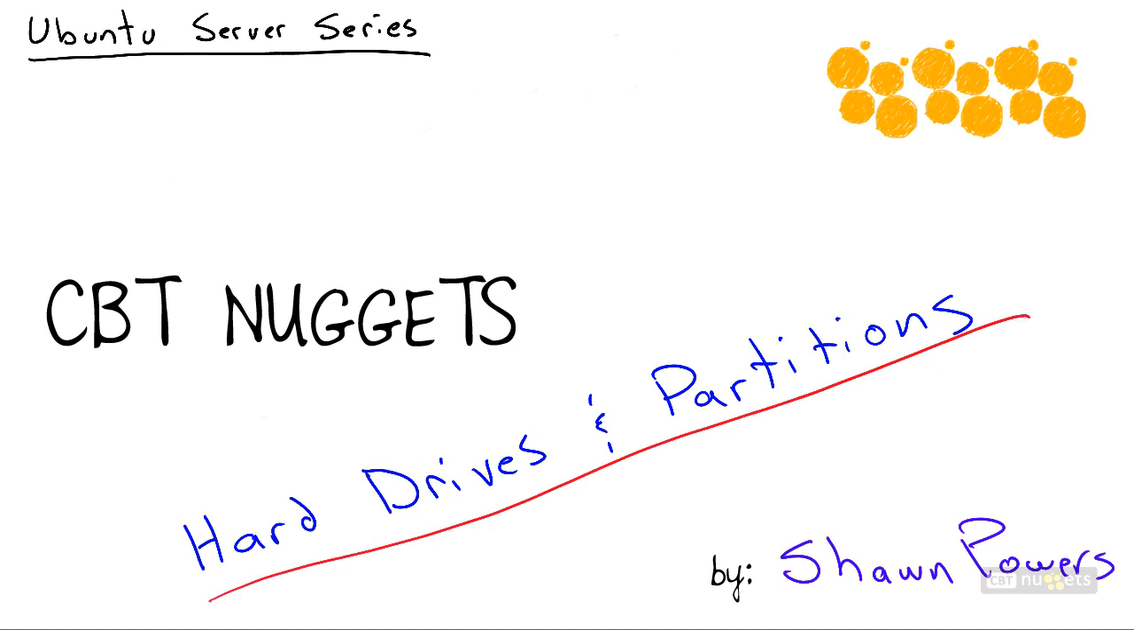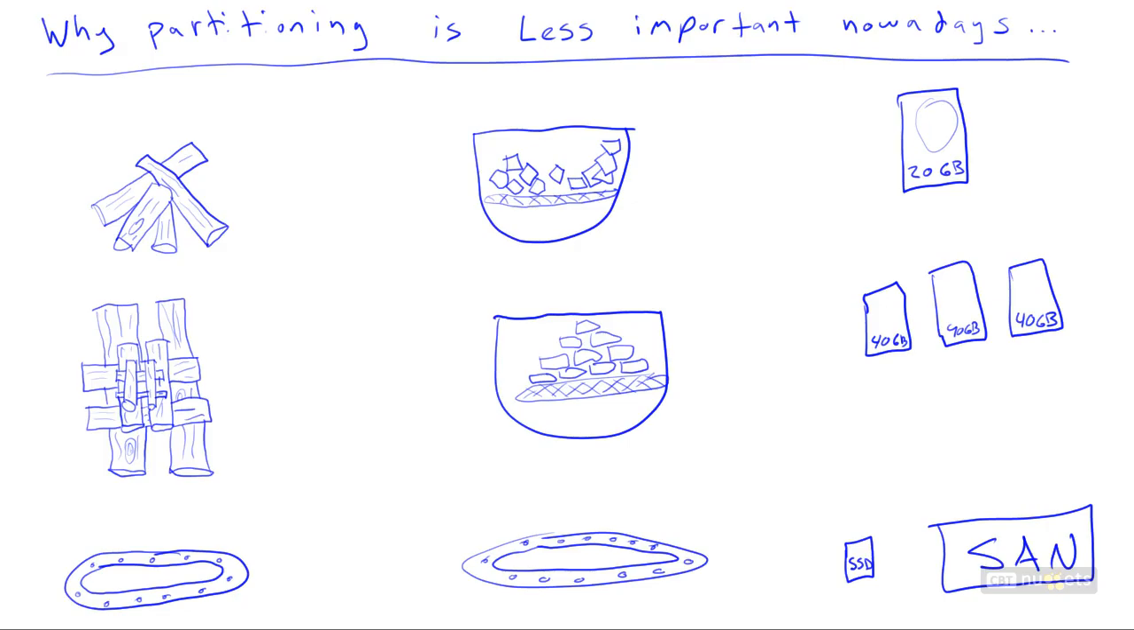So let's go right to pictures that I've drawn, which are most likely horrible pictures, but I'm going to explain these. So first I want to talk about why partitioning schemes are less important nowadays than they used to be. Back in the day, it really mattered exactly how you separated up your hard drives to make for an efficient system. And I want to start with the example of building a campfire.